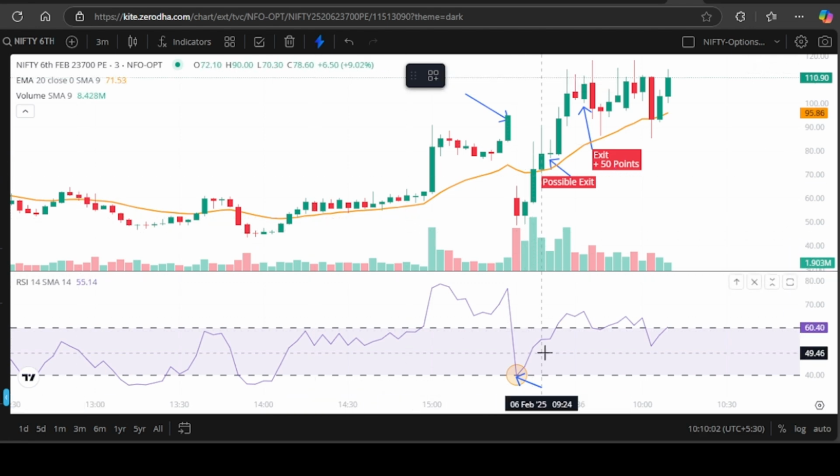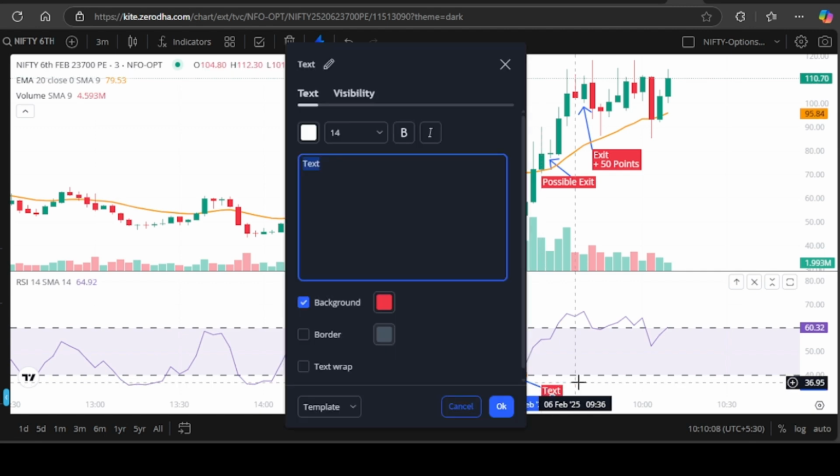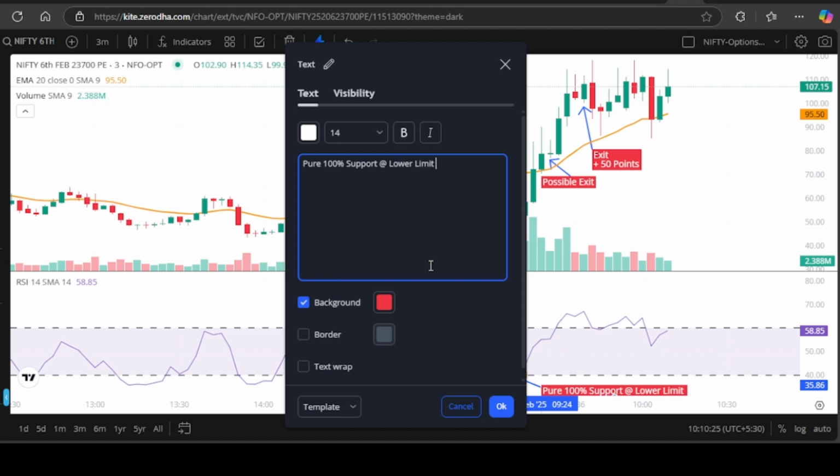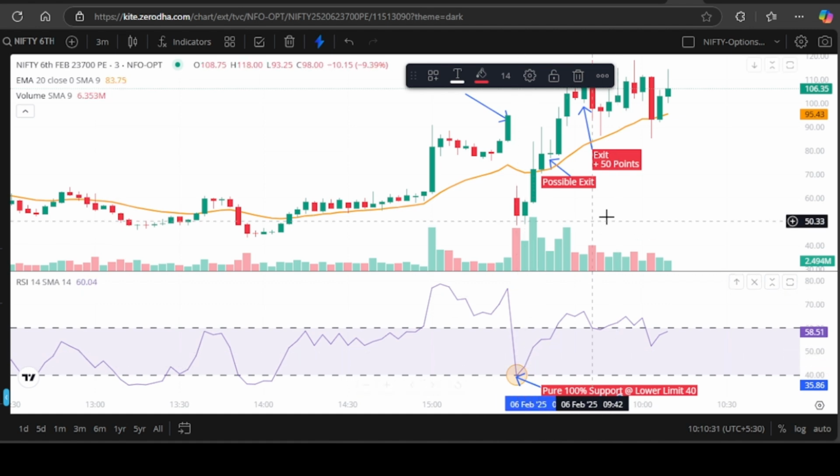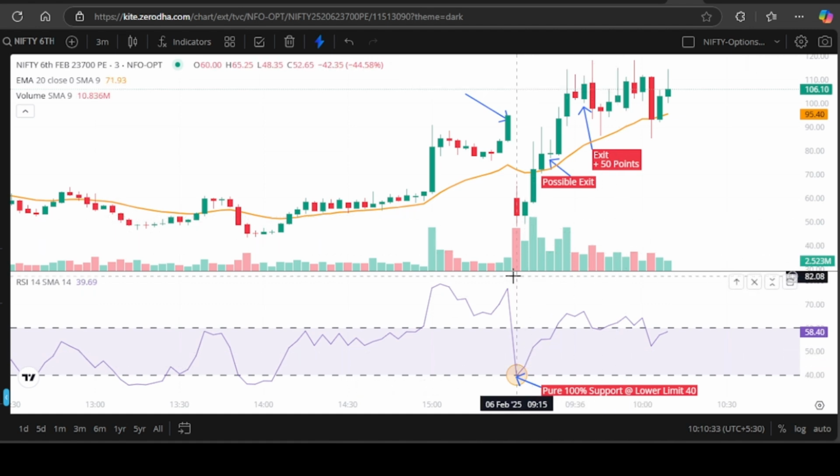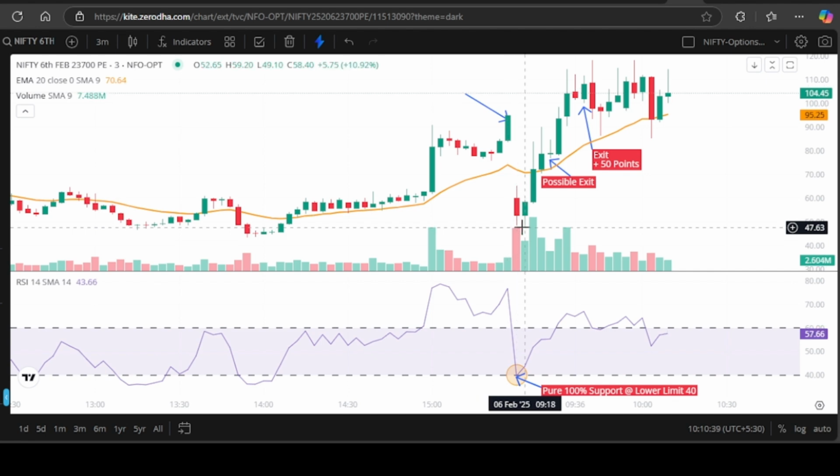And here, coming to the RSI section, this is pure 100% support at lower limit 40. So this was an amazing trade. As soon as the market opened at 9:15, I was able to place a trade at 9:18, and my day is done.